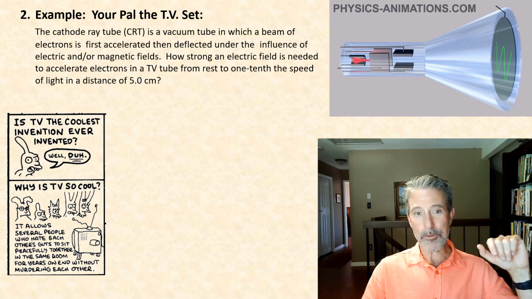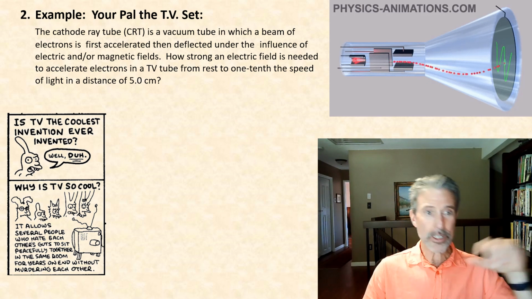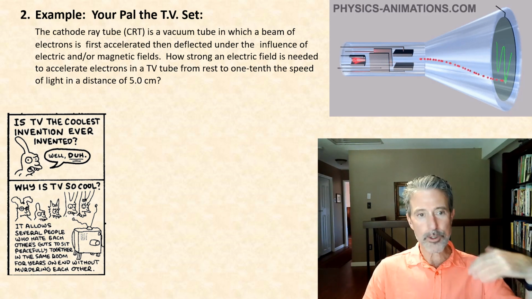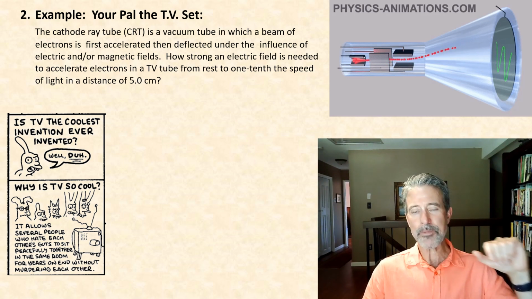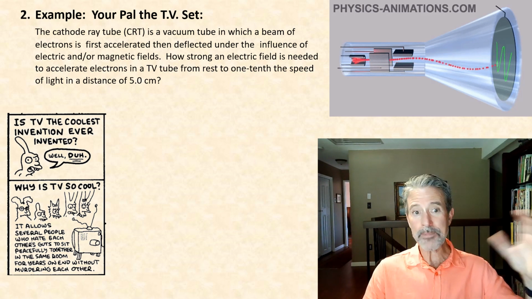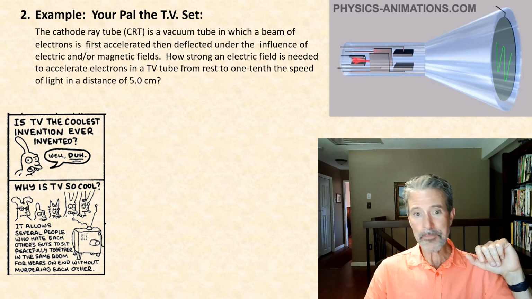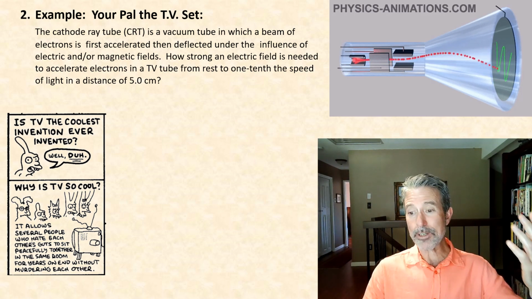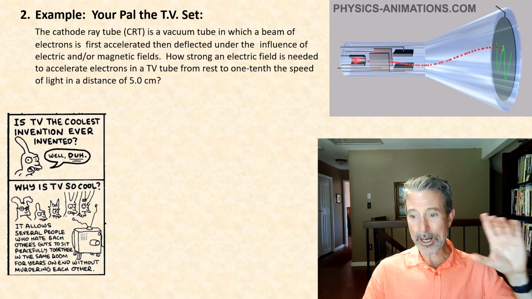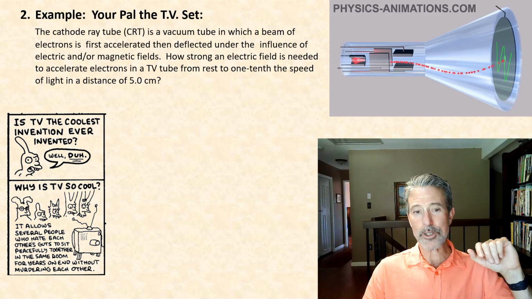The cathode ray tube is a vacuum tube in which a beam of electrons is first accelerated, then deflected under the influence of electric and/or magnetic fields. So we're asked in this problem to find the electric field strength required to accelerate electrons in a TV tube from rest to 1/10 of the speed of light in a distance of about 5 centimeters. So how strong of an electric field do you need to have in this device to cause this pretty immense acceleration for these electrons?